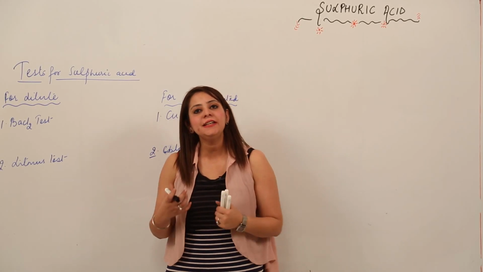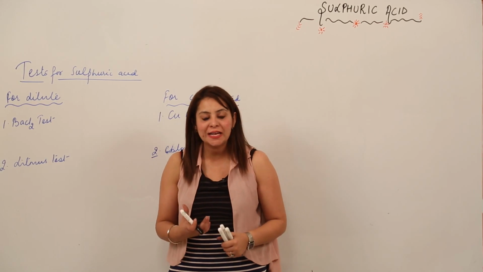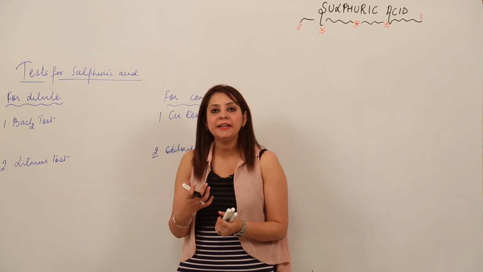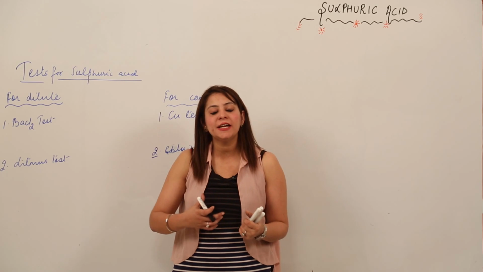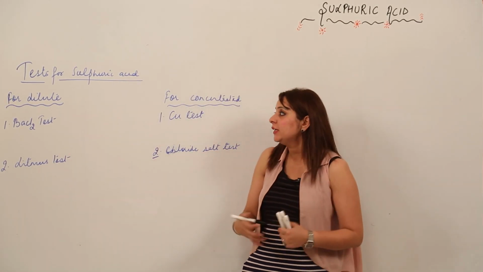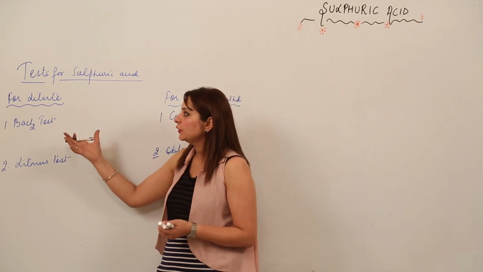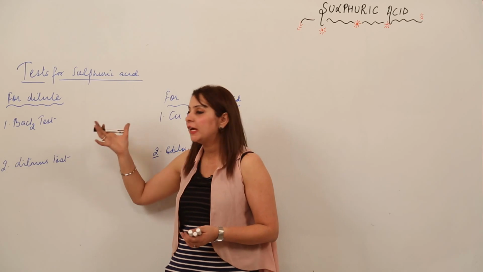Now we need certain tests in order to identify the presence of sulfuric acid, and you know that the tests are categorized under two categories. We have different tests to identify dilute sulfuric acid and different tests to identify concentrated sulfuric acid, right. So here we have the tests for the detection of dilute sulfuric acid.